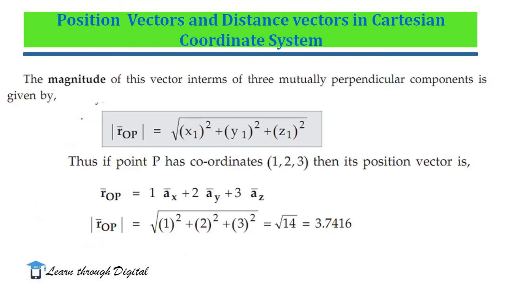The magnitude of this vector in terms of three mutually perpendicular components is given by modulus of R_OP vector is root of x1 square plus y1 square plus z1 square. Say for example, we consider the point P is (1, 2, 3), which means the position vector can be written as 1 ax vector plus 2 ay vector plus 3 az vector.